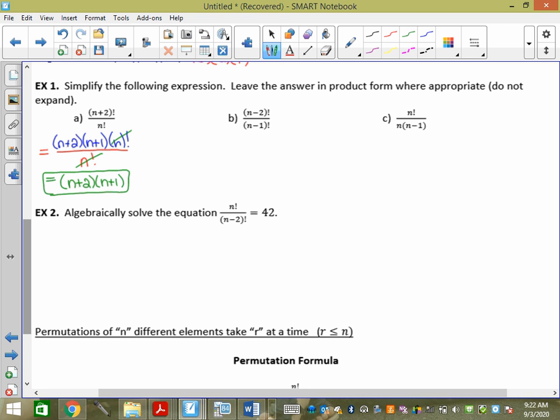For B, which one's bigger, n minus 2 or n minus 1? Plug 6 in for n. Which one's bigger, the top or the bottom, the numerator or the denominator? The bottom. So I plug a 6 in, this will get me 4 factorial, this will get me 5 factorial, right? So this one's the bigger one. So I keep the top and I expand the bottom. So I'm going to get n minus 1. What's one less than that? n minus 2 factorial. And now they match.